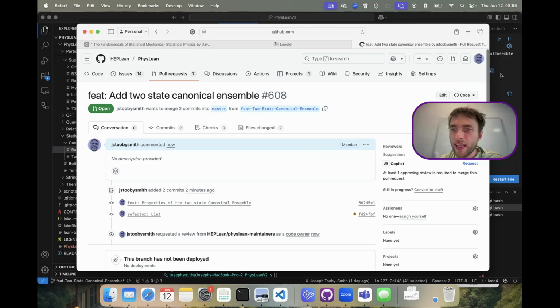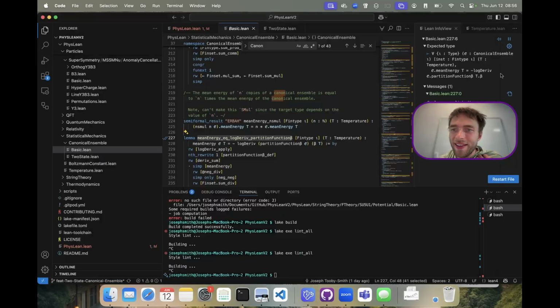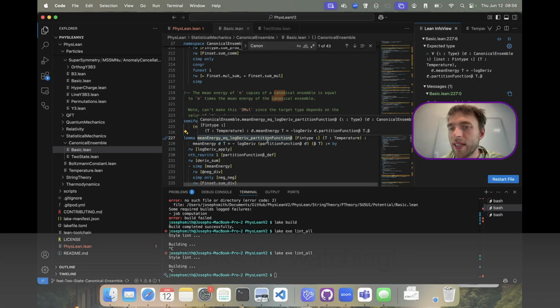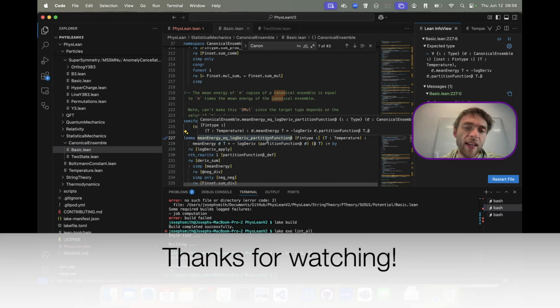And yeah, that's how you would formalize the canonical ensemble two-state system into Lean. Hopefully that was interesting. Hopefully it was useful. Let me know if you have any questions. There's the Lean Zulip, where there is a PhysLean channel. You have to search for it. But that's where most of the discussions related to the project happen.